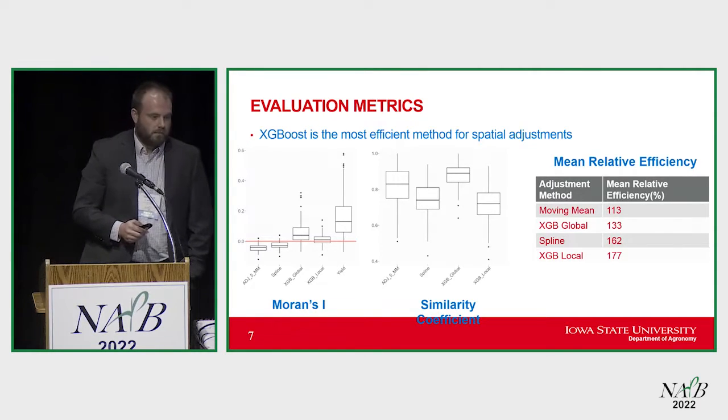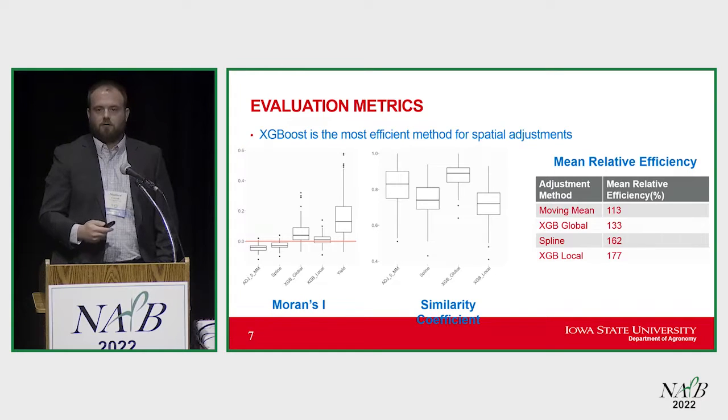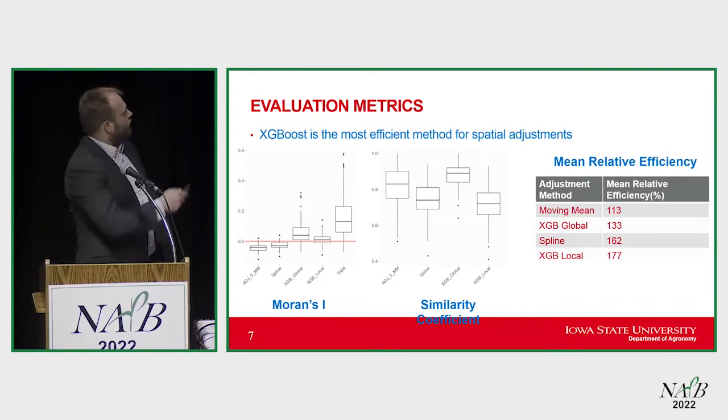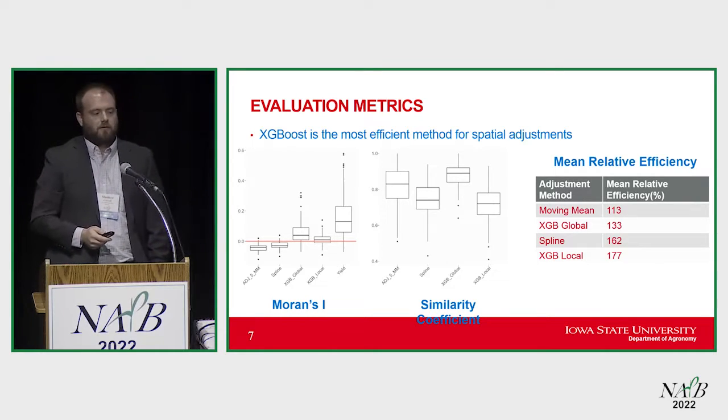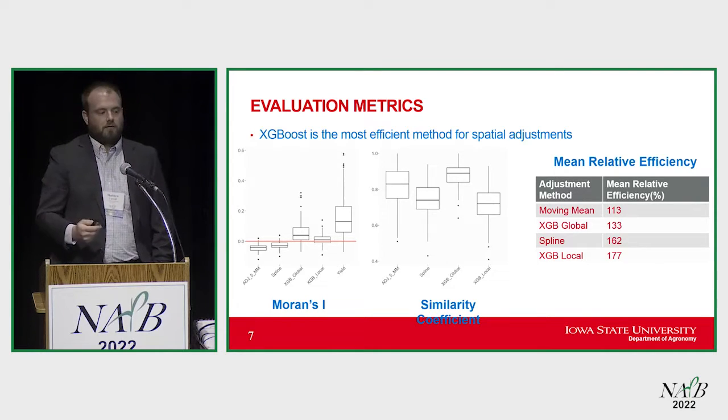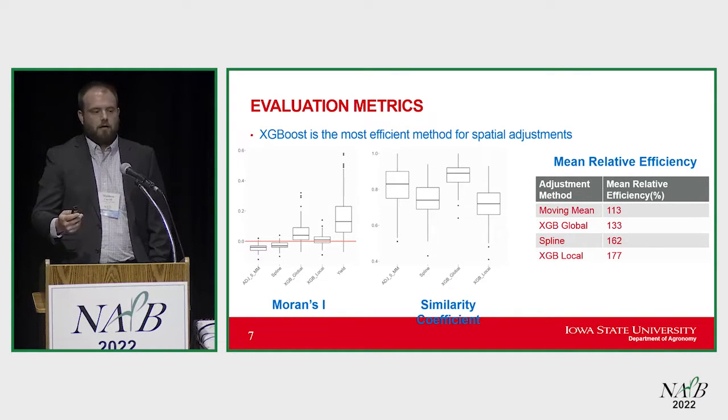The first one being the Moran's I statistic, that level of spatial autocorrelation. And so those first 4 box plots there are different adjustment methods. The first 2 being traditional based methods, the last 2 being the XGB model, and then the box plot on the far right being the unadjusted yield.